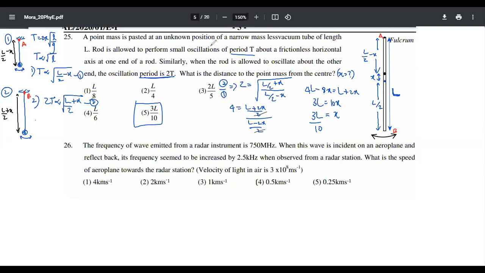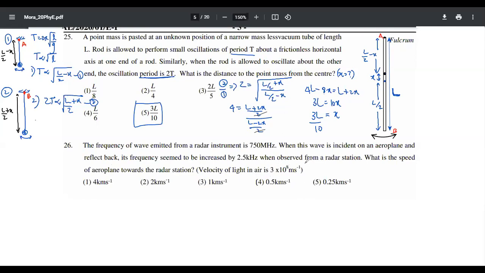Okay. Now we go to question number 26. We are halfway done. The frequency of wave emitted from a radar instrument is 750 megahertz. When this wave is incident on an aeroplane and reflects back, okay, this is the question for reflected sound. Its frequency seemed to be increased by 2.5 kilohertz when observed from a radar station. What is the speed of aeroplane towards the radar? Velocity of light in air is 3 into 10 to the power 8.